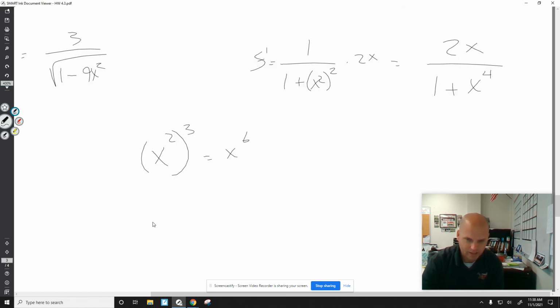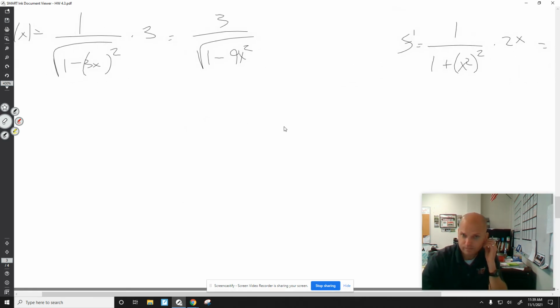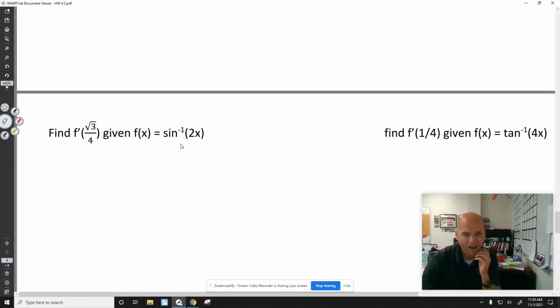But then if you had like 2 cubed, people are writing 6. No, it's 2 times 2 times 2. Just be careful, I guess. 2 squared cubed. It's 4 cubed. Let's just make sure we understand that stuff. Take your time. That was a mistake made on a quiz.